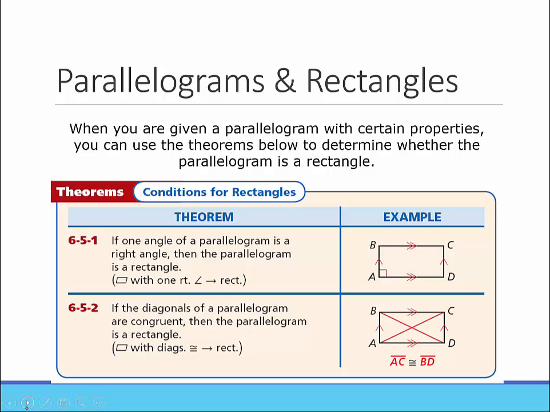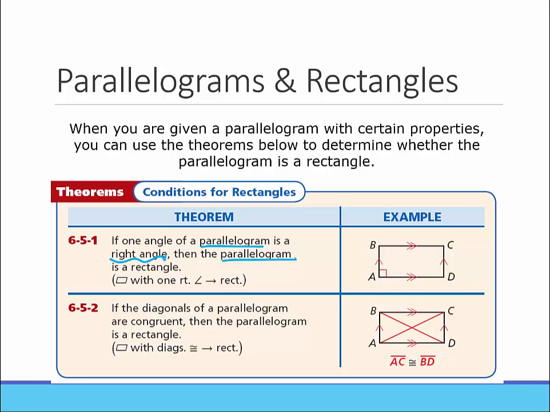When we have a parallelogram with some properties, we can use the theorems that we know to determine if it's a rectangle. The first one is, if one angle of a parallelogram is a right angle, then the parallelogram has to be a rectangle. The thing here is that you have to have a parallelogram first. Once you know that, and it has one right angle, then it's a rectangle.